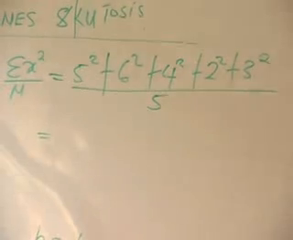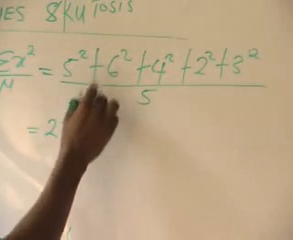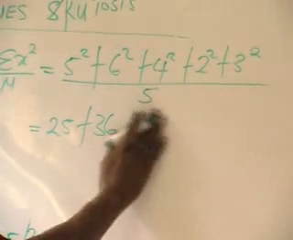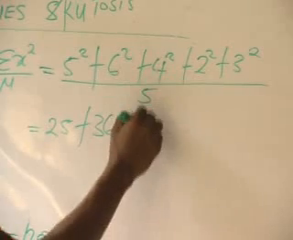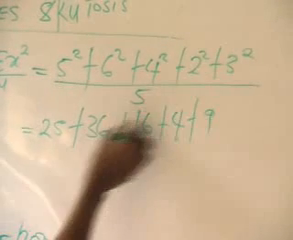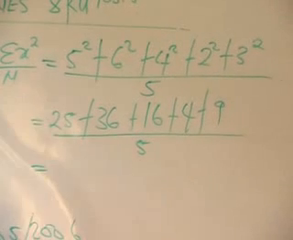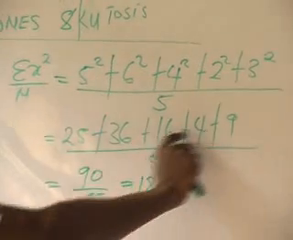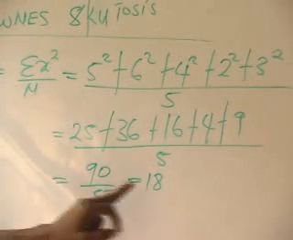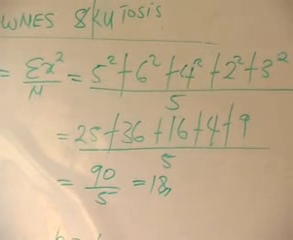So what do we do now? 5 raised to the power 2 is 25. 5 times 5, 25. Then plus 6 raised to the power 2, that is 36. 4 raised to the power 2, that is 16. Plus 2 raised to the power 2, 4. Plus 3 raised to the power 2, that is 9. They are all over 5. Are we together? So we now add it together and get the answer. If you add them together, we are going to get 90. So 90 divided by 5 will give us 18. So that's the answer for the second moment.